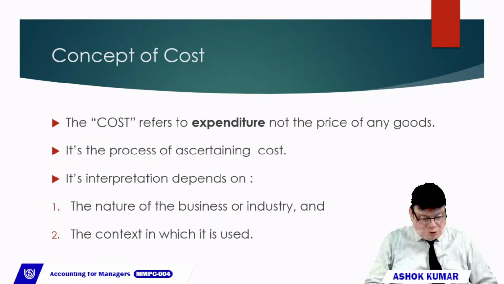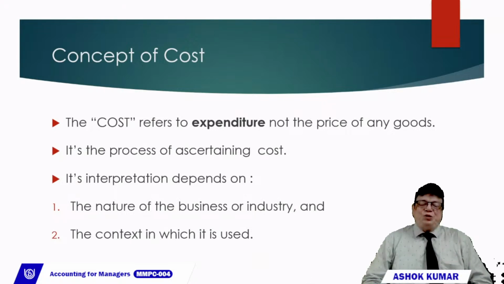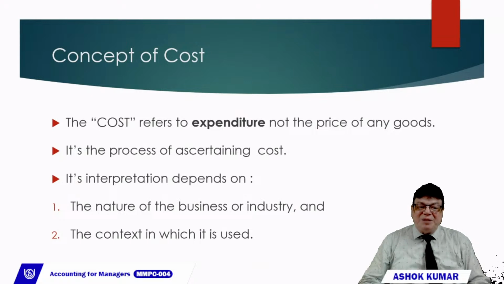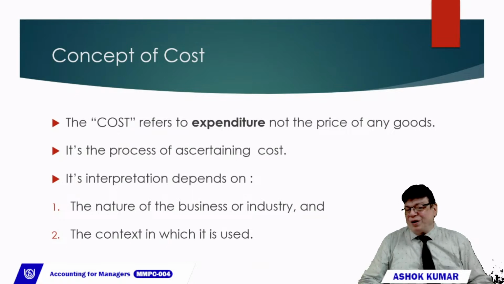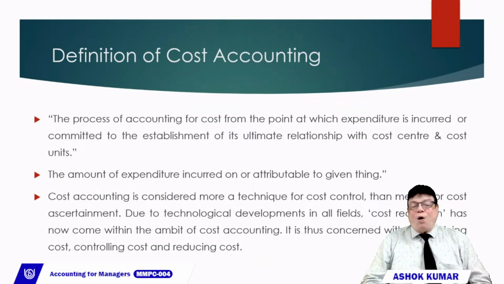Now, concept of cost. Cost refers to expenditure, not the price of any good. It is how much money is spent in making that unit. It is the process of ascertaining the cost. Its interpretation depends on the nature of the business or industry, and the context in which it is used. It is the process of accounting for cost from the point at which expenditure is incurred or committed to the establishment of its ultimate relationship with cost centers and cost units. It is the amount of expenditure incurred on or attributable to a given thing.